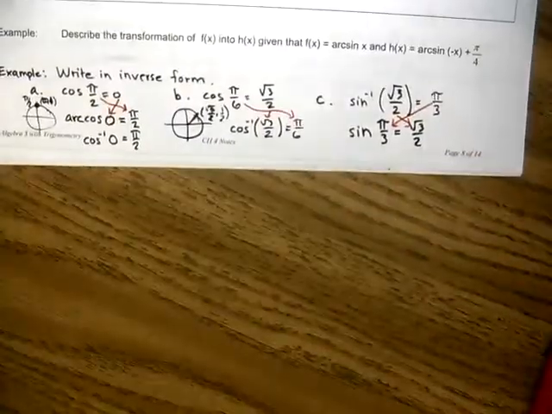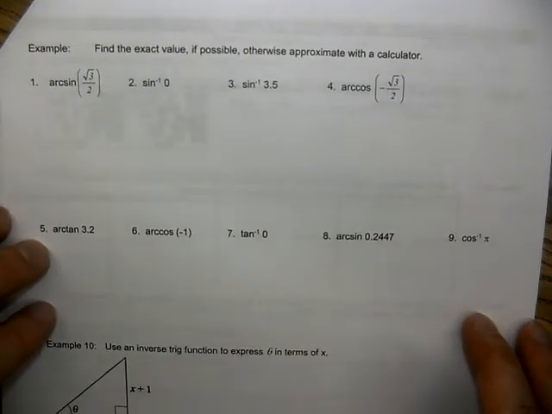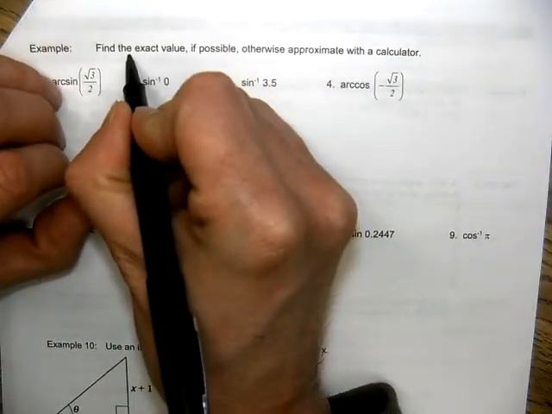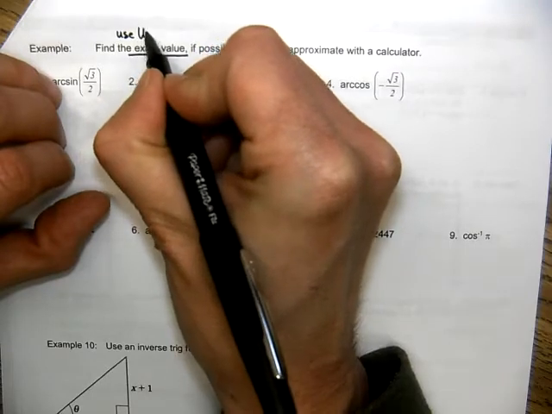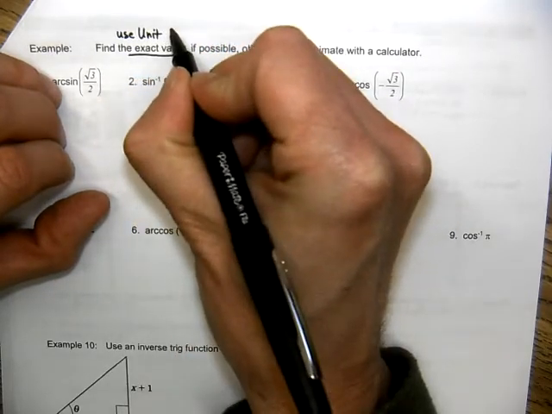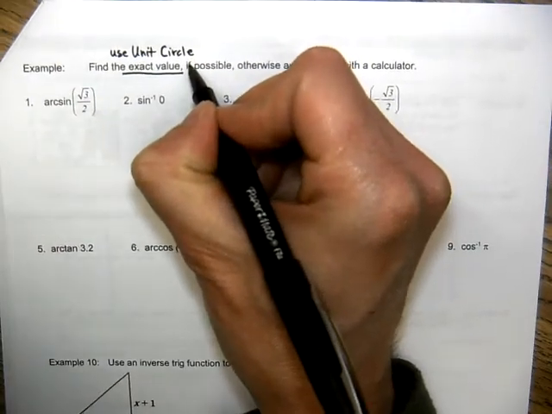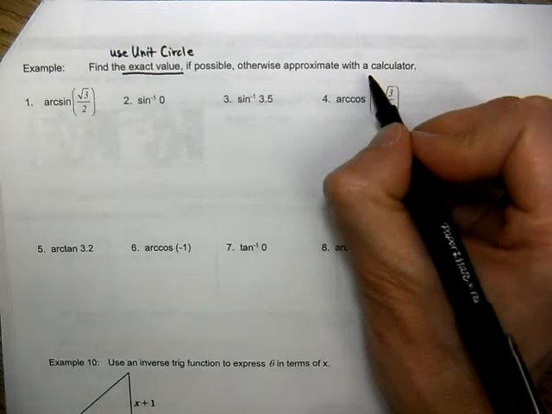All right, let's go on to the next page here. At the top of the page it says, find the exact value if possible, otherwise approximate with a calculator. So in other words, when it says find the exact value, that means use the unit circle as long as we have a value on the unit circle to work with. But if we have a value that is not on the unit circle, well then we'll go to our calculator and make sure that's in radian mode.